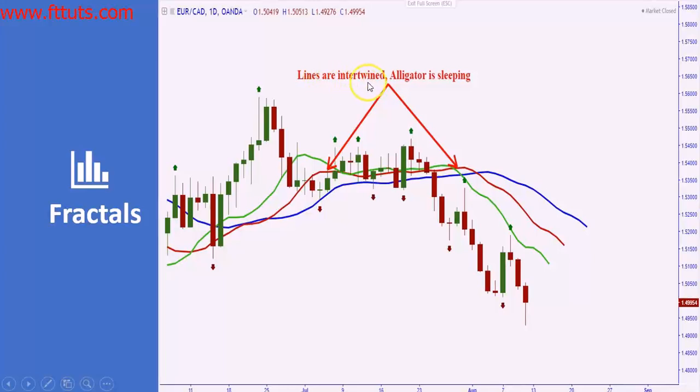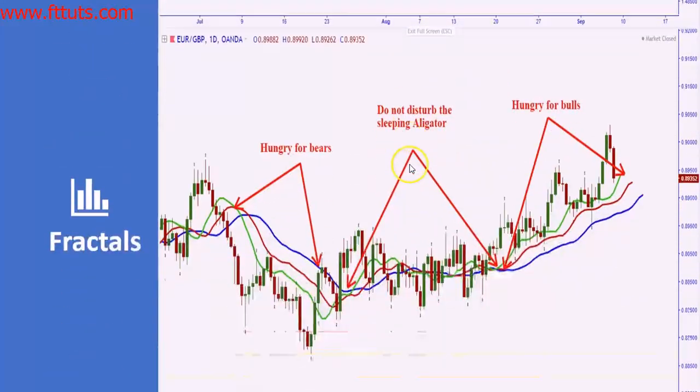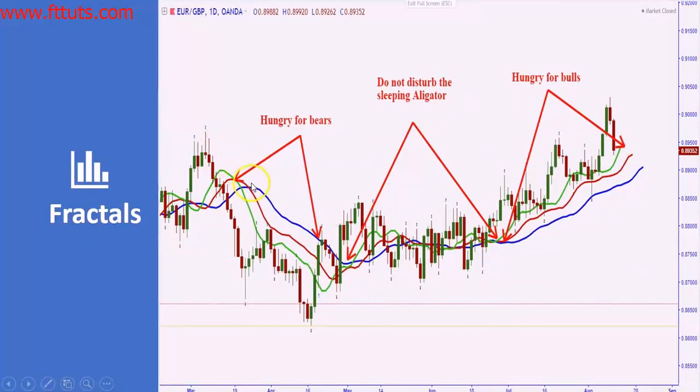So here you see the lines are intertwined. The alligator is sleeping between this point, but he's starting to wake up. The lines separate. The alligator is hungry. That's when you start trading. So all these areas here: hungry for bears, do not disturb, hungry for bulls.